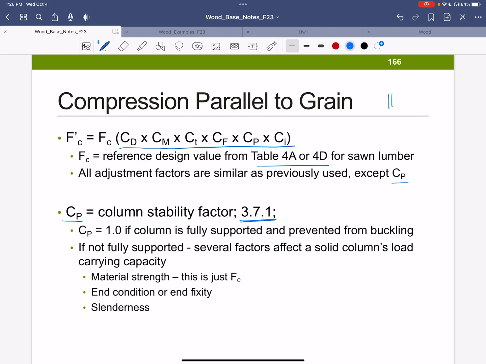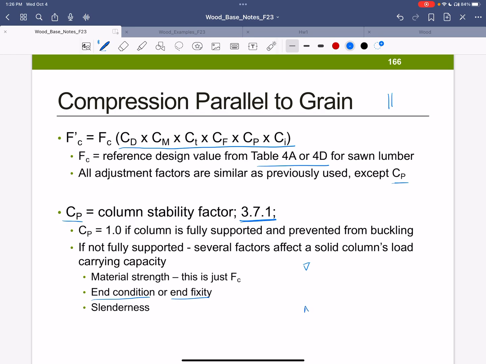CP is just 1 if it's a supported column that can't buckle, right? It's supported, braced from the side, as we would call a braced column, or it's a super short column that can't buckle. Several things are going to affect the column's carrying capacity. It's going to be the material, right? Pure crushing or material failure. In condition or in fixity, right?